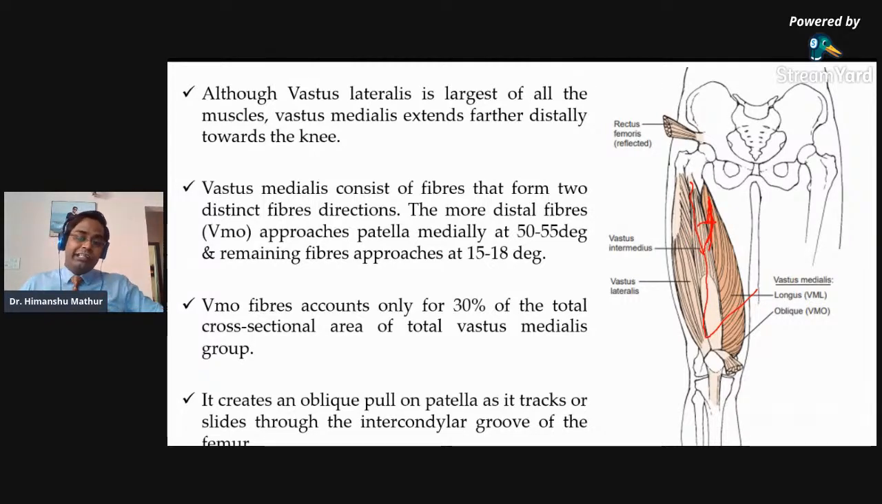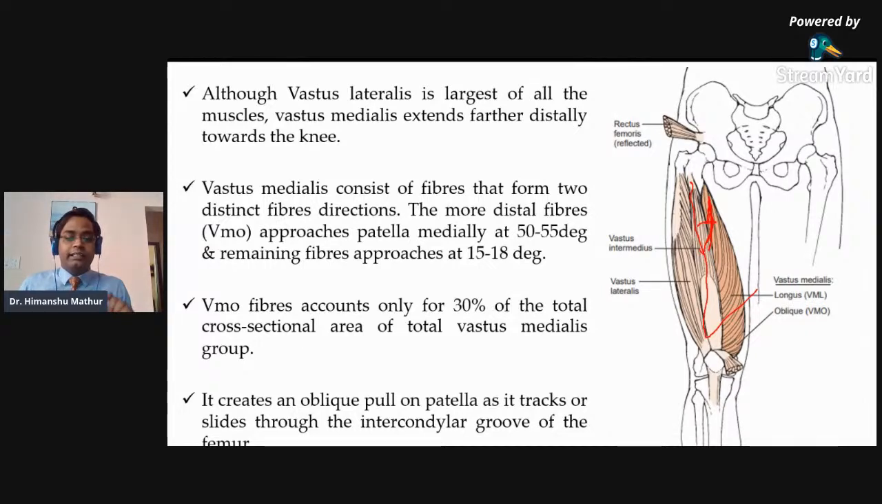Obliquus fibers play a very good role in preventing excessive maltracking of the patella, that is, excessive lateral tracking. If we do not have a pull from the VMO fibers, the patella would go into more lateral tracking. Now VMO fibers account for only 30% of the total cross-sectional area of the vastus medialis muscle group. The remaining 70% is vastus medialis longus.